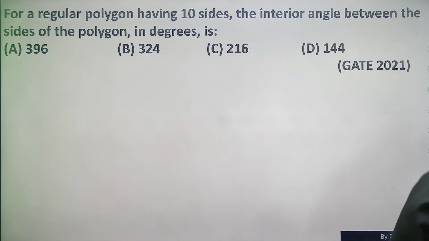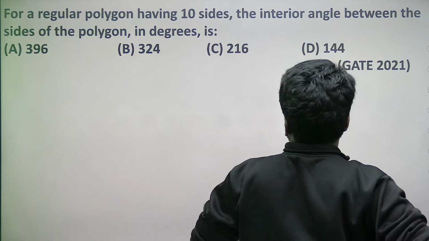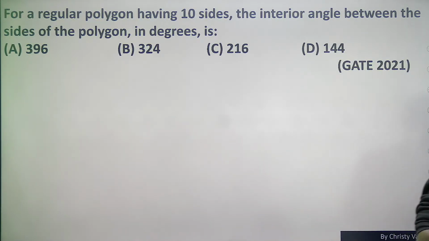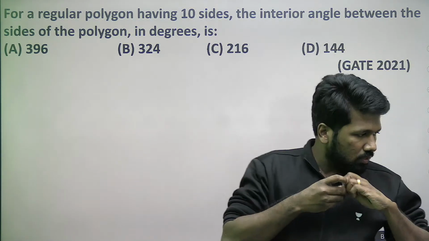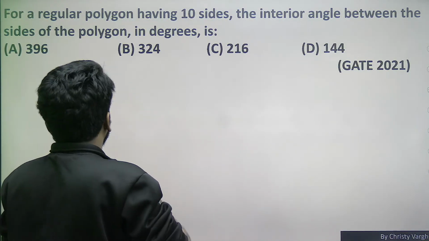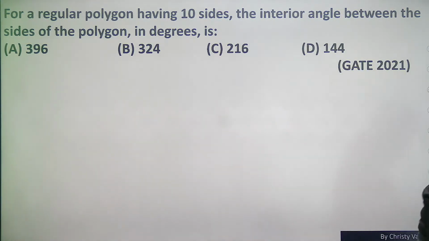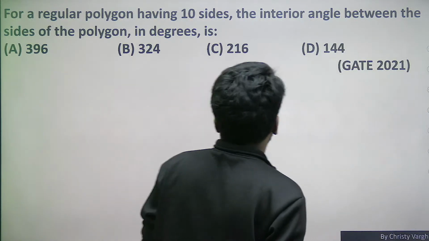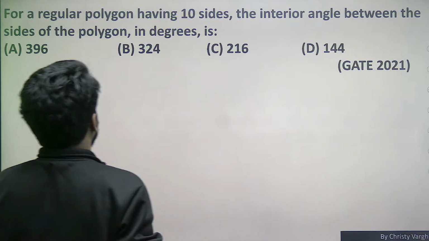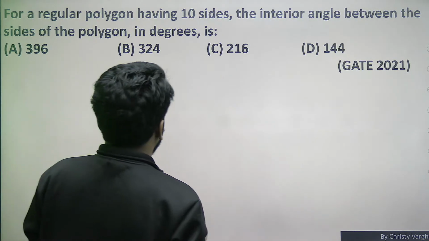Okay, most of you got it right. It is just directly applying that idea, right? Directly applying the idea, and one more thing to be done. What to be done? Let's discuss. For a regular polygon, here also the word regular polygon, you now know clearly what a regular polygon is. All angles are equal, all sides are equal. All angles being equal is more important for doing this question. For a regular polygon having 10 sides, the interior angle between the sides of the polygon in degrees is?